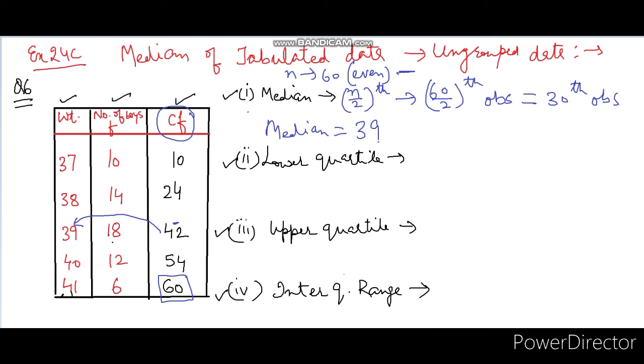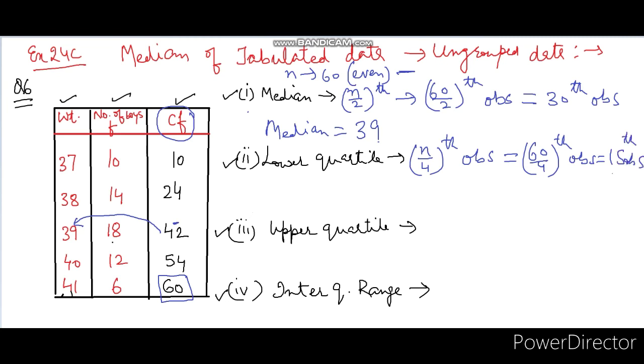Okay students, now let us start with the lower quartile. As already told to you, the lower quartile formula for an even number of observations is simply the n by fourth observation, right? N by 4 means put the value 60 by 4. 60 by 4 will give me what? The 15th observation. Answer is the 15th observation.